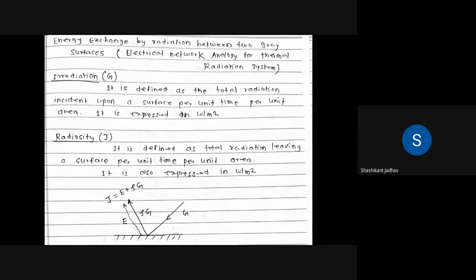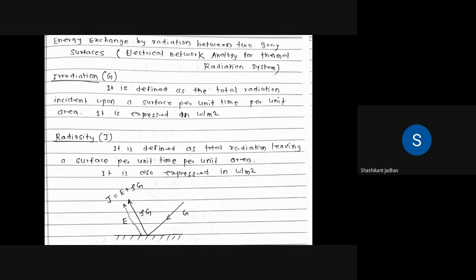So for that we have to calculate what is meant by space resistance, then what is meant by surface resistance. In bracket we have written electrical network analogy for thermal radiation system. Okay, electrical network analogy. Already in conduction and convection we have discussed this electrical analogy. Current is analogous to heat, and because of the potential difference, current is flowing. As per Ohm's law, I is equal to dV by R.